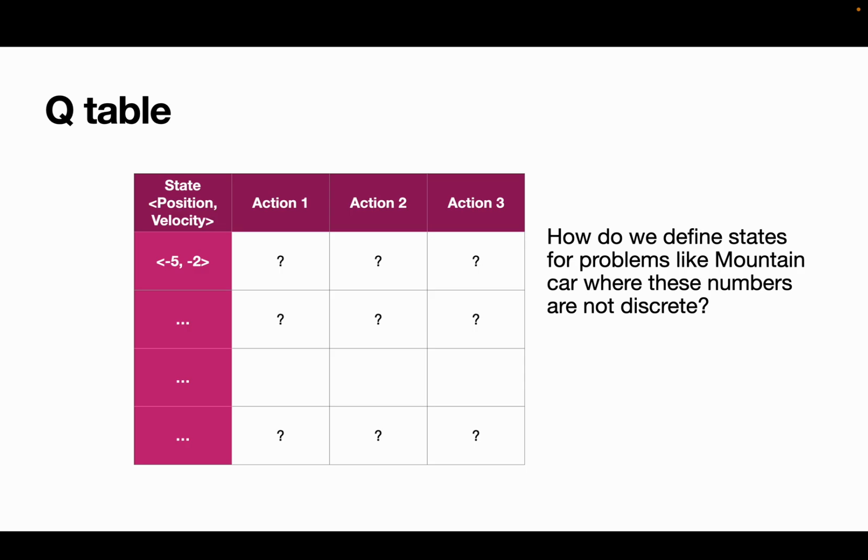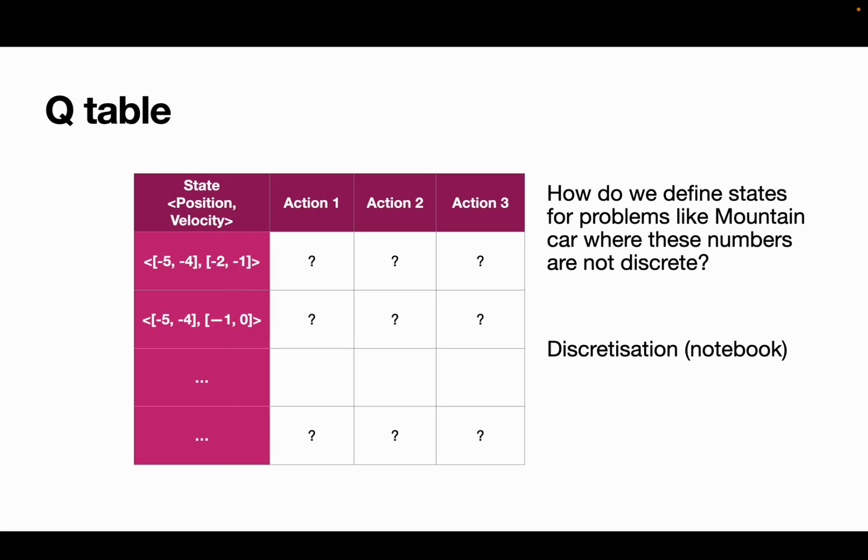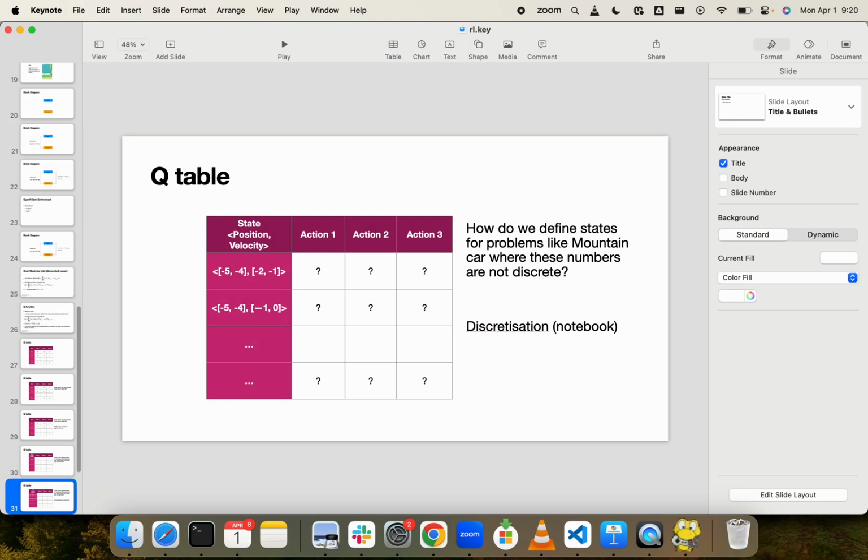So therefore, you may get something like minus 5 to minus 0.4. So it's a vector, position and velocity. If the position is between minus 5 and minus 4, and the velocity is between minus 2 and minus 1, that is your state S1. If the position is between minus 5 and minus 4 and the velocity is between minus 1 and 0, that becomes your state 1 and so on, state 2 and so on and so forth. So therefore, we have taken a continuous state and we have converted it into a discretized version of the problem.